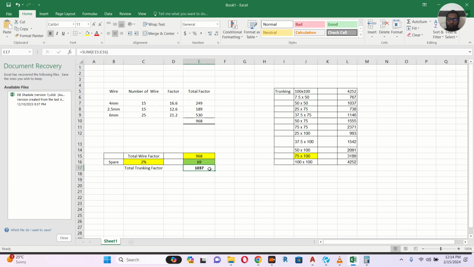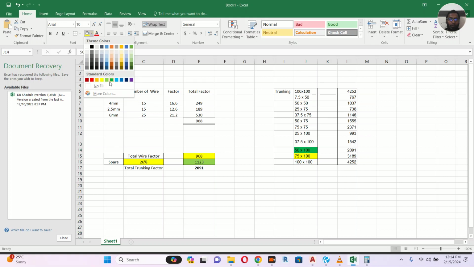Okay, so just double click. Let's go 100 by 50. So this one, 100 by 50, is almost enough. Okay. Because it is 26%, it's 30%, it is almost a little closer. So I can go with the 26%. Okay. And the trunking size will be 50 by 100.